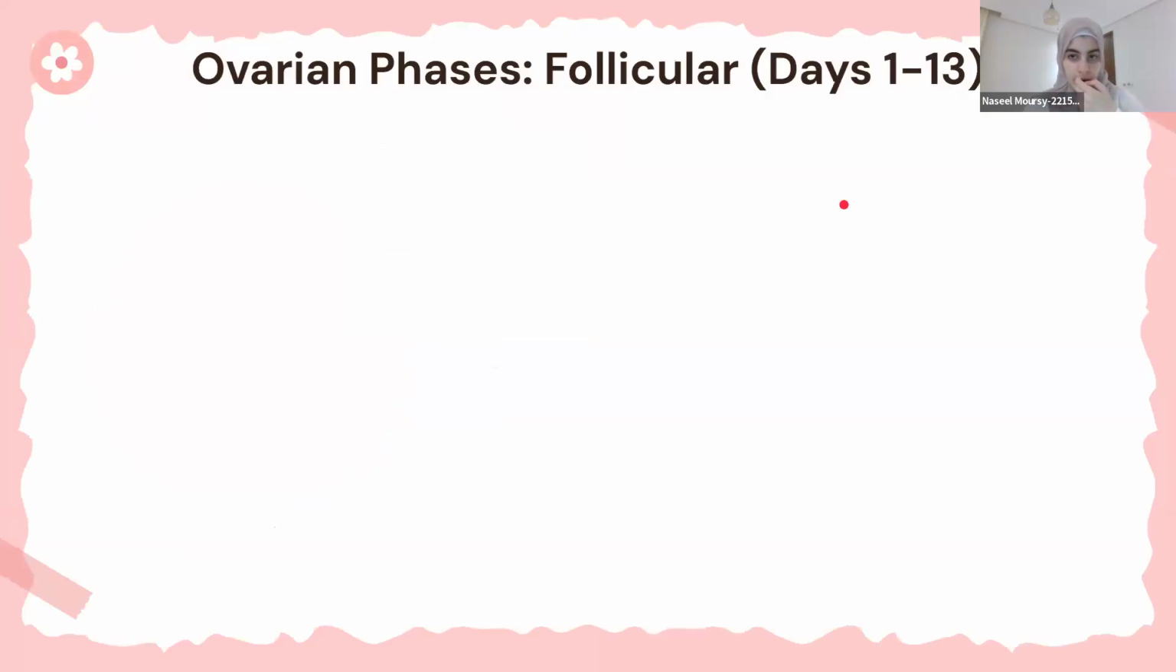All right, so in this lecture, we're going to be talking about the phases and the cycles again and again and again, okay? But each time we'll be focusing on a certain thing. But remember, all these things connect to each other, okay? So we start off with the ovarian phases from the follicular phase, days 1 to 13, okay? You can say day 1 to 14, doesn't matter, but that is just to make them easier and not overlapping.